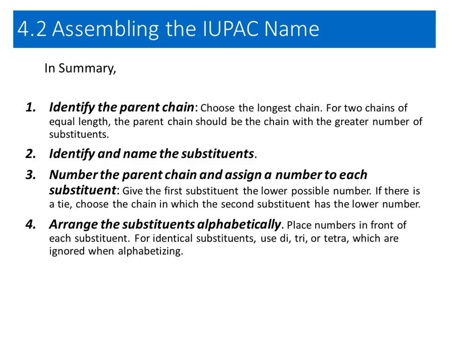Alright, so this is the summary of naming molecules. The very first step is to identify the parent chain. The second one is to find the substituents and name them. Then you need to number the parent chain and assign the number to each substituent. We had a set of rules for that. And then you need to arrange the substituents alphabetically to finalize the name of the molecule.